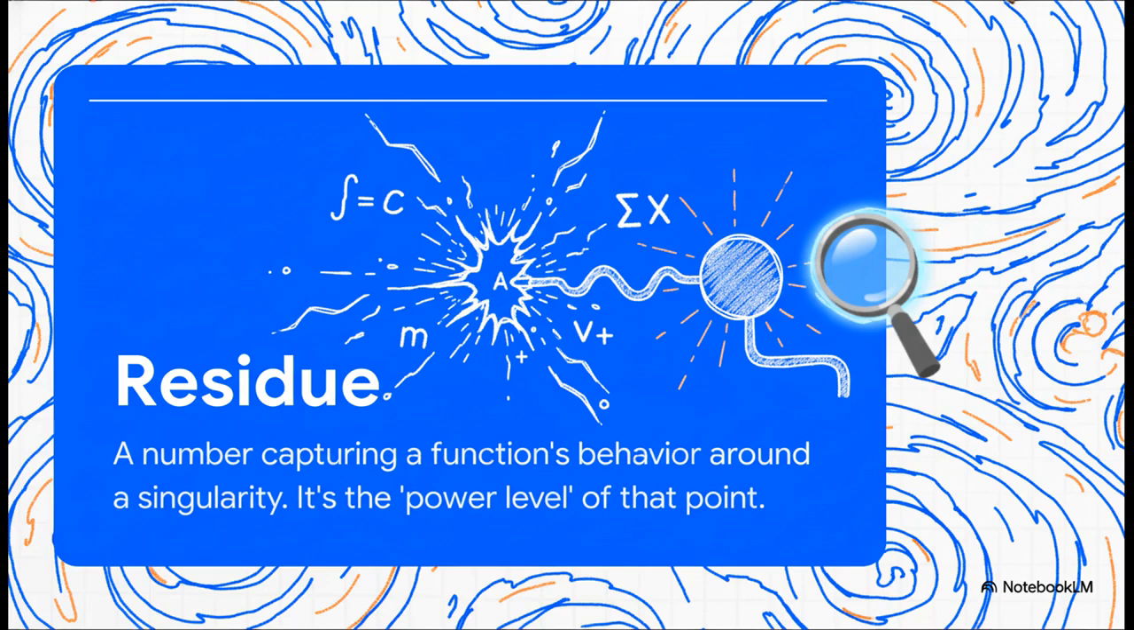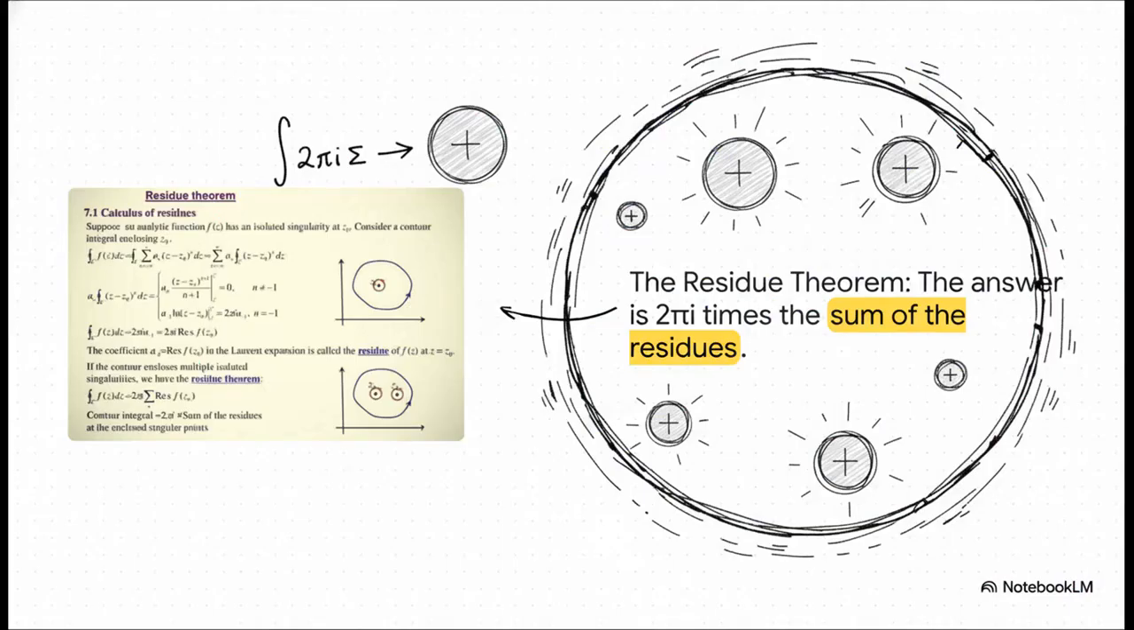For every single singularity, we can calculate one special number. And this number, the residue, miraculously packs in all the essential information about how the function behaves right around that glitchy point. You can almost think of it as the power level of that singularity. And the theorem itself? It is just beautiful in its simplicity.